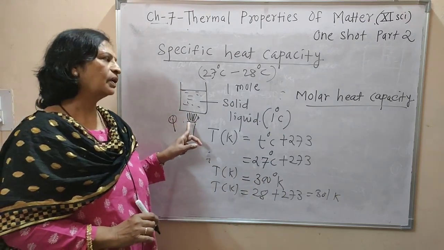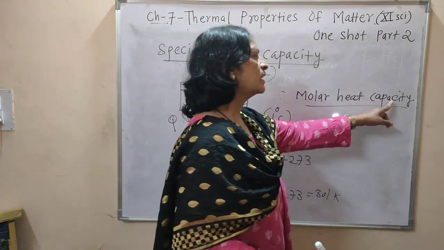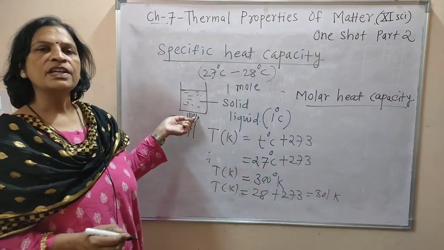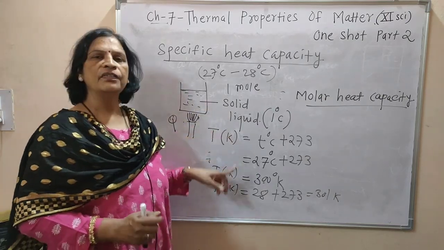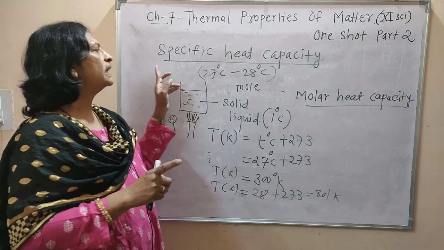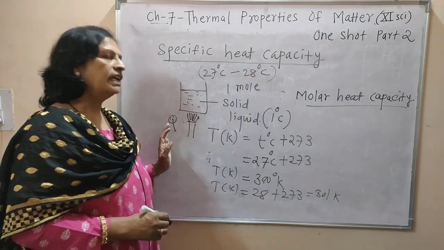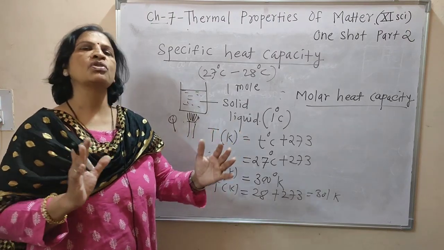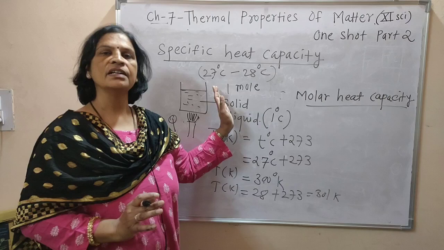The heat we supply to raise or lower the temperature of one mole by 1 degree Celsius or 1 Kelvin is called the molar heat capacity in case of solids and liquids. But in case of a solid and liquid, only one specific heat capacity is present, because when we supply heat, the expansion in solid and liquid is negligible, not considerable.